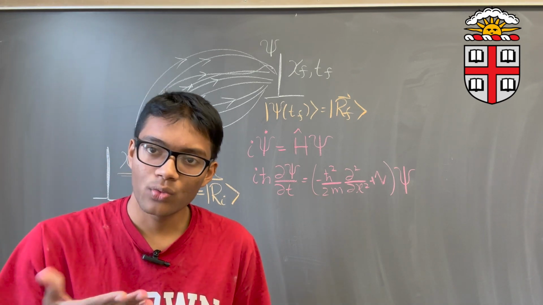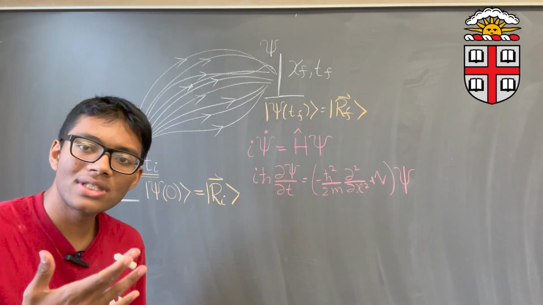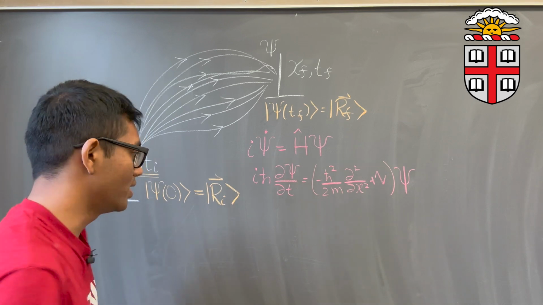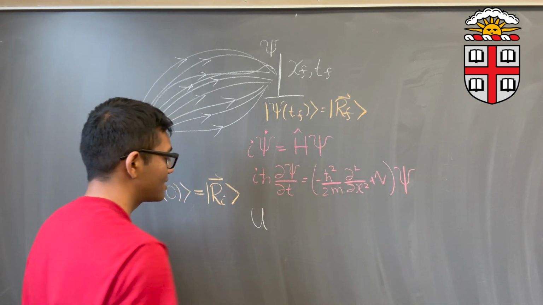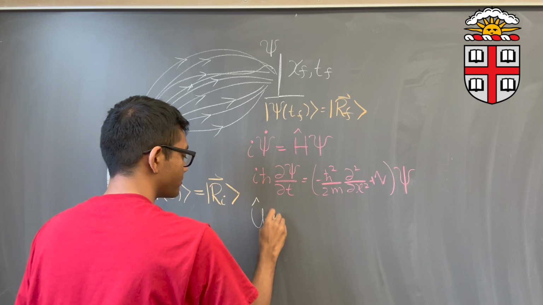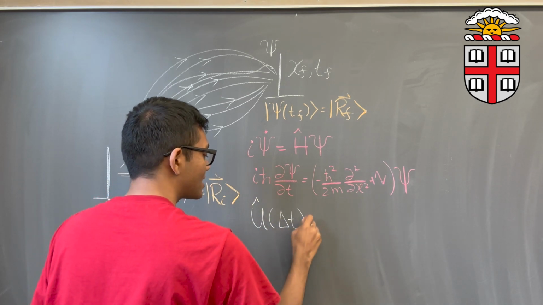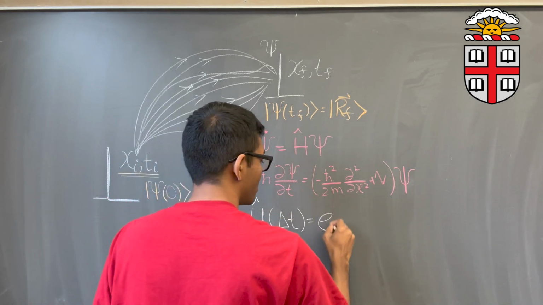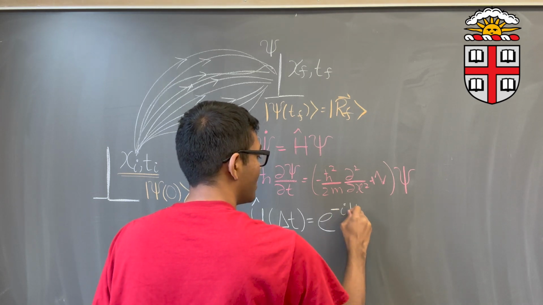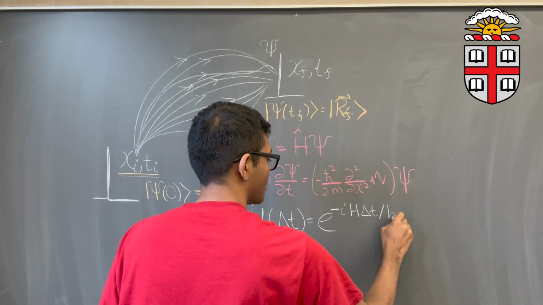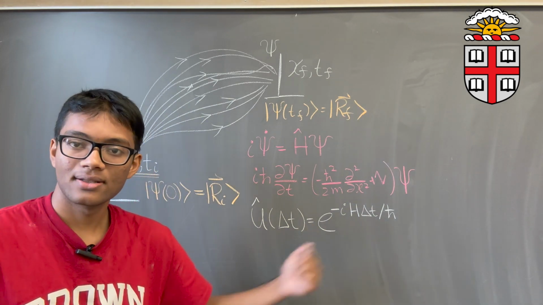But there's another way as well. And what is that other way? It's to use the time evolution operator. The time evolution operator is this operator U that says that after a certain time delta t, your wave function will have evolved by a certain phase shift given by this thing right here.